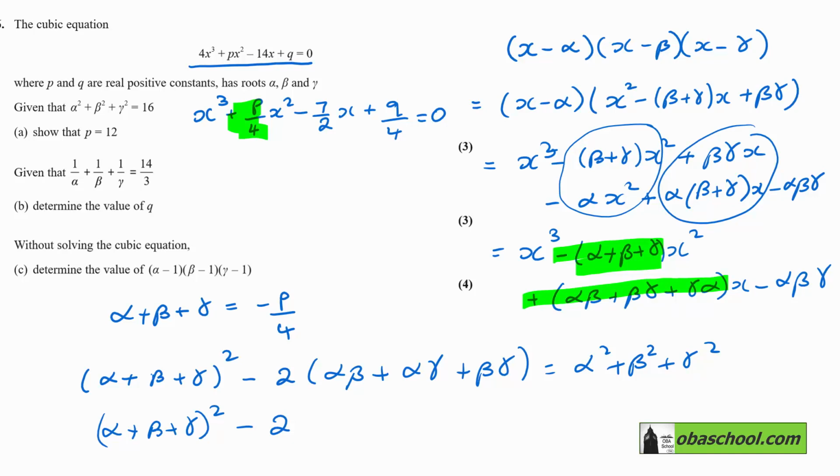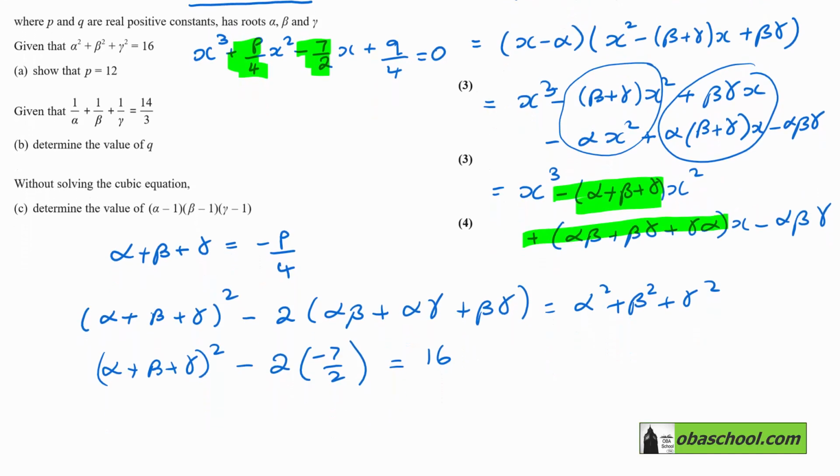Now let's compare this and this, which gives us negative 7 on 2. That is going to be equal to alpha squared plus beta squared plus gamma squared, which we're told was 16.